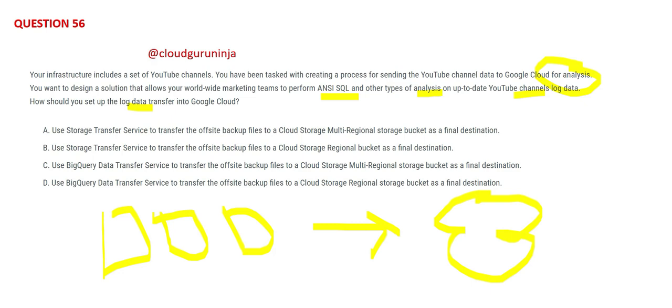One thing you should remember is this is talking about worldwide teams. So that means you need a multi-region facility or feature. If you see multi-region, I have it at two places. So that makes options B and D wrong because they are talking about regional bucket, not multi-regional bucket. Now out of options A and C, which one is correct? A is talking about using Storage Transfer Service. C is talking about BigQuery Data Transfer Service.